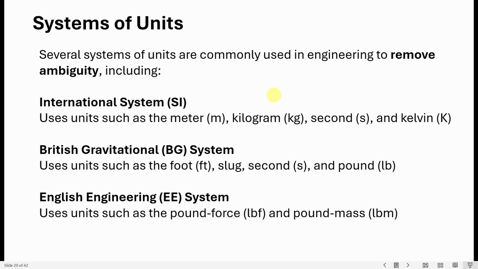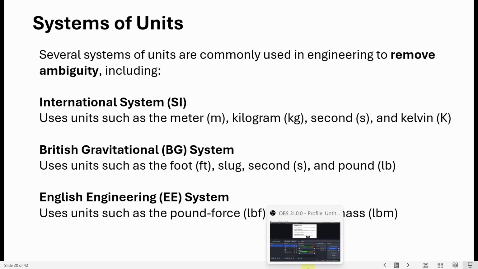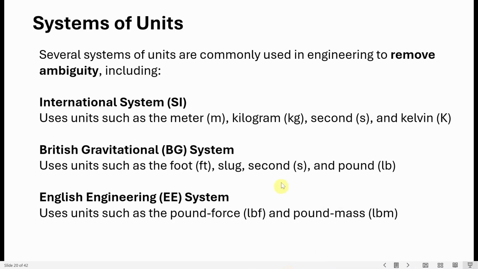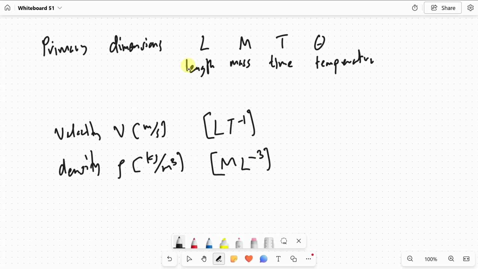So we have the International System, or SI. This is the system that we are most used to. It is meter, kilogram, second, and Kelvin for temperature. So L, M, T, theta. The unit that we use for length is meter, for mass kilogram, for time second, and for temperature we use Kelvin, not degree Celsius. Okay, so this is the SI unit system.